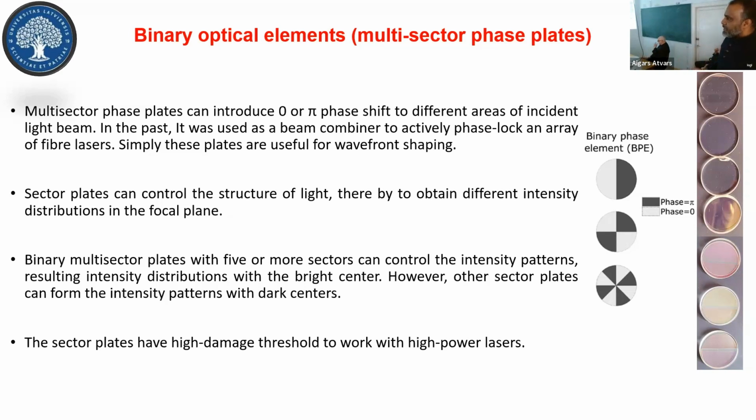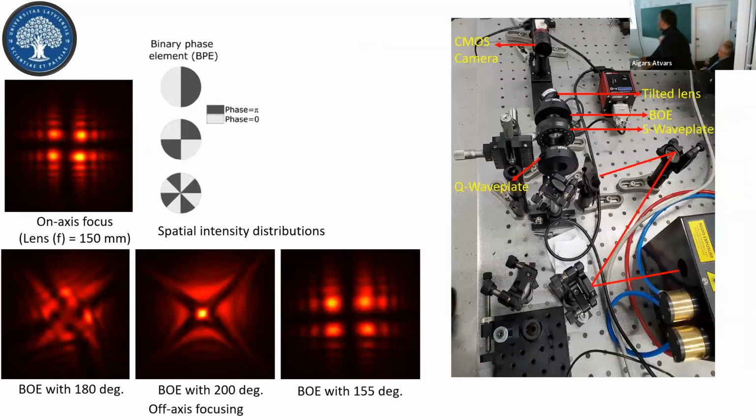Why are we very much interested in using binary optical elements? Because these sector plates have a high damage threshold. If they have a high damage threshold, you can easily use them when you're dealing with high power lasers, particularly femtosecond lasers. Okay, so I can present some experimental measurements that I recorded recently in ISSP with these binary phase elements.